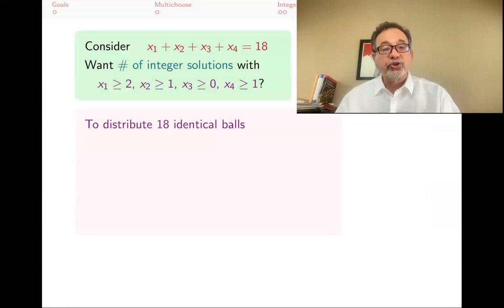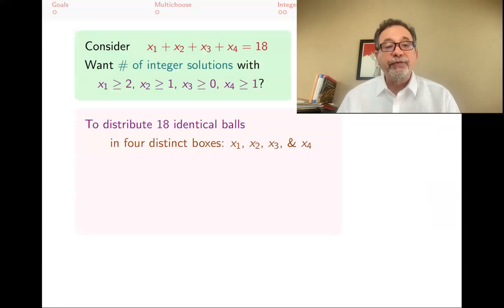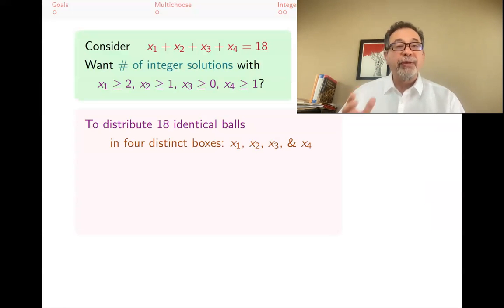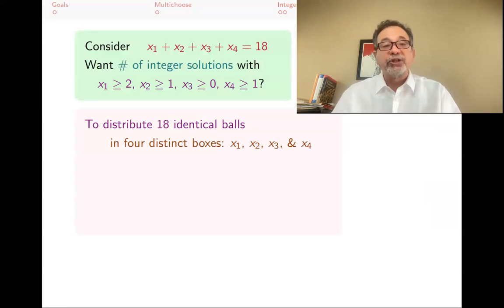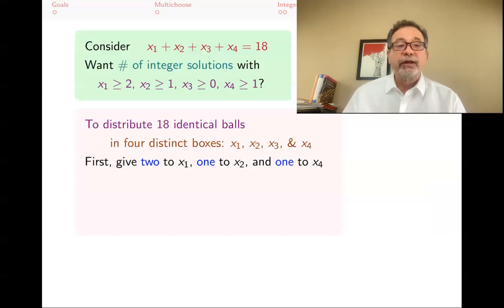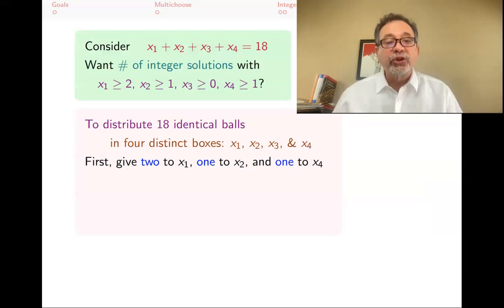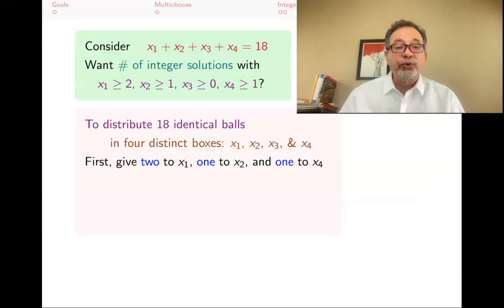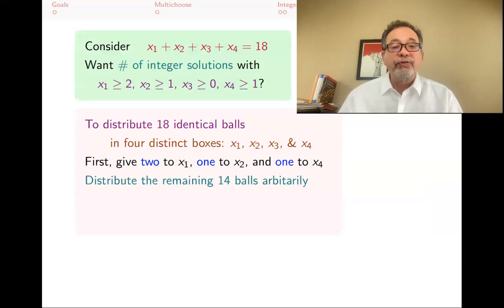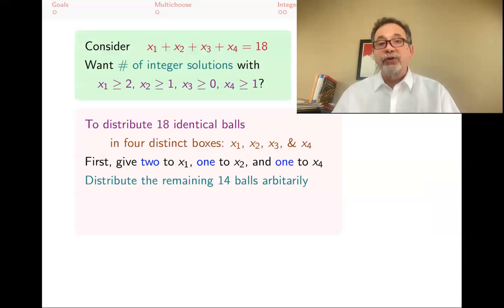We can think of this as distributing 18 identical balls in 4 distinct boxes: the box for x1, the box for x2, the box for x3, and the box for x4. But then we have those conditions. We want to make sure that the box for x1 gets at least 2 balls, the box for x2 gets at least 1 ball, and the box for x4 gets at least 1 ball as well. Well, the balls are identical, so give those boxes what they want: 2 balls to x1, 1 to x2, and 1 to x4. You've got to do that. If you do that, you've used 4 of the balls. So now you've got 14 balls left, and you have to decide where they go.